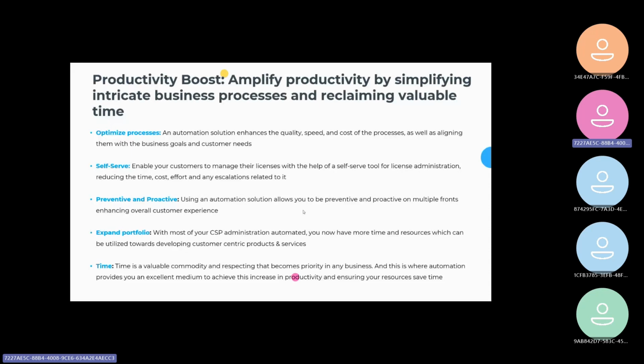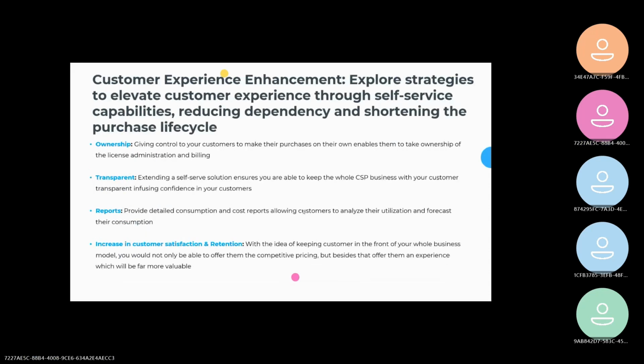This enhances the overall customer experience and ensures that the customers are retained at the end of the day as well. And that brings me to the customer experience aspect. So this is one of the most important aspects. As you can understand, as a CSP partner, retaining a customer is one of the most difficult challenges, because customers have a lot of options in the market to choose from.